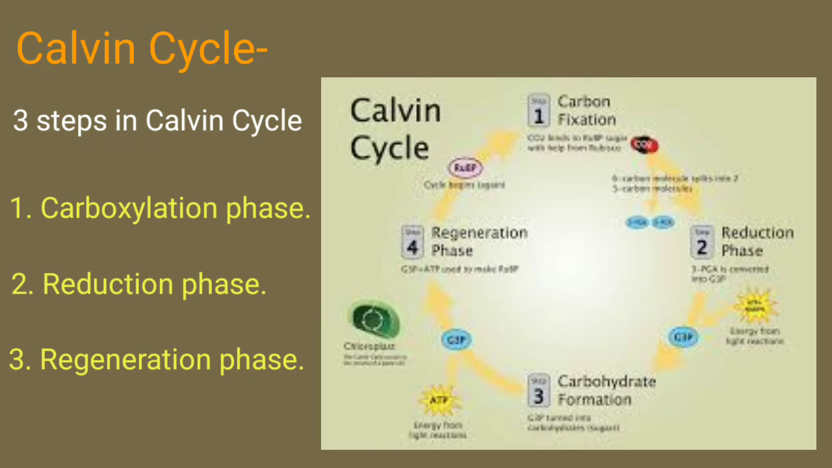I'm repeating again, the carbon dioxide combines with ribulose 1,5-bisphosphate. That means this RuBP, as we call it in short, is the carbon dioxide acceptor molecule there within the chloroplast in the stroma. This RuBP molecule that is present in the stroma receives the carbon dioxide molecule, and it forms an unstable compound which splits into two molecules.